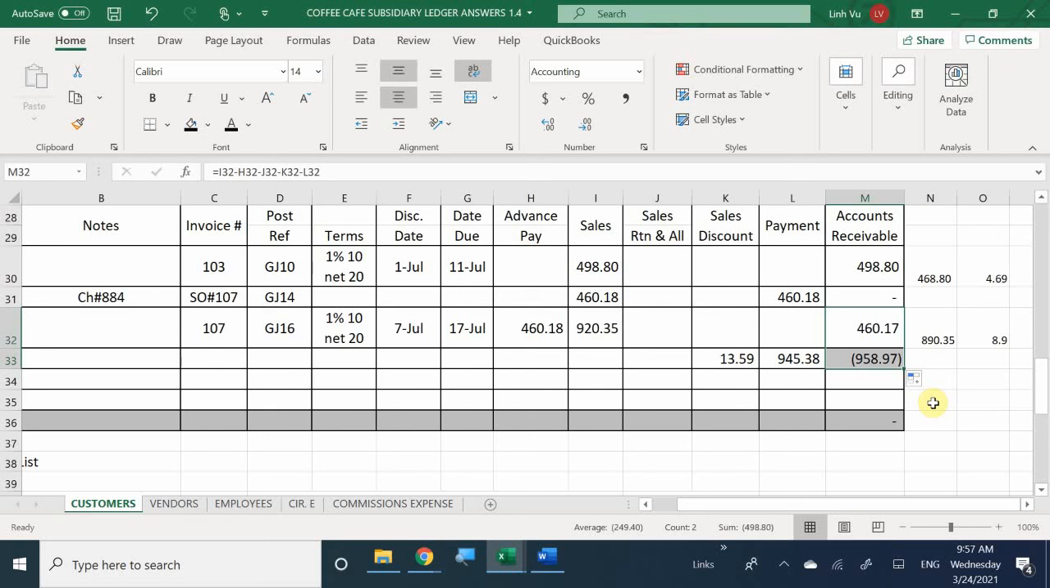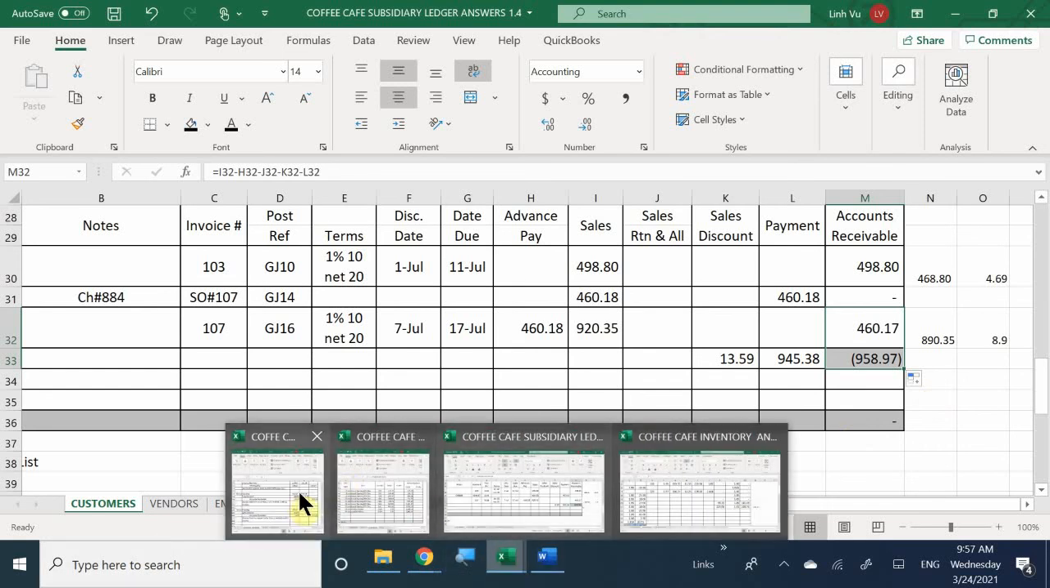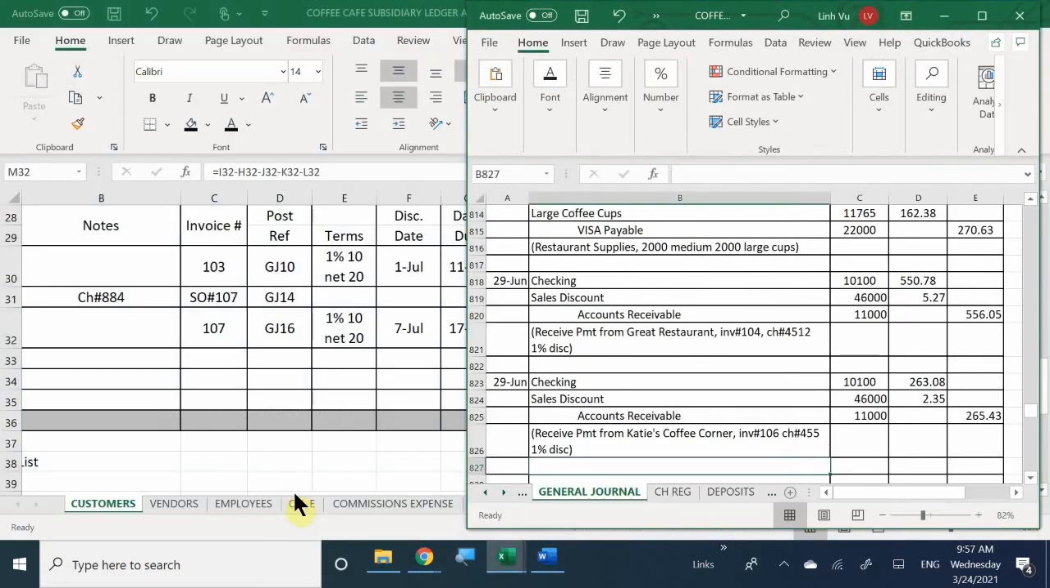So here we are. We did the calculations right in here in the worksheet to figure out the amount of payment we're going to be receiving. So here we are, $945.38. Discount is for $13.59, and the amount that they owe us is $958.97. So let's go ahead and plug all of those numbers into our journal.